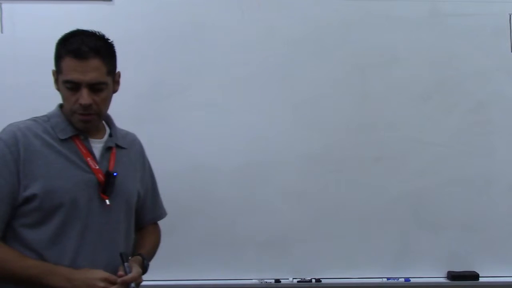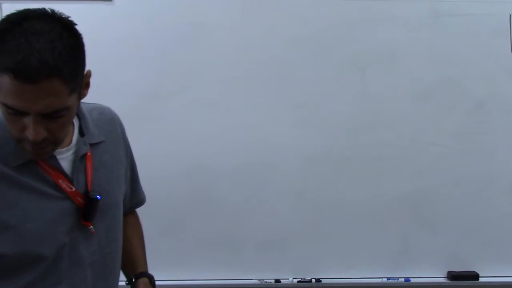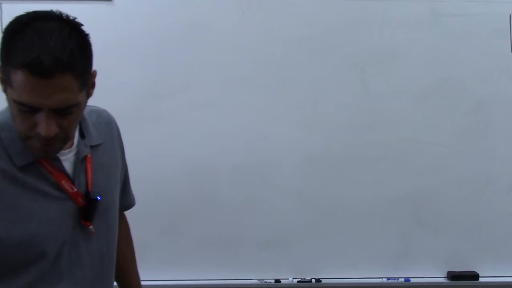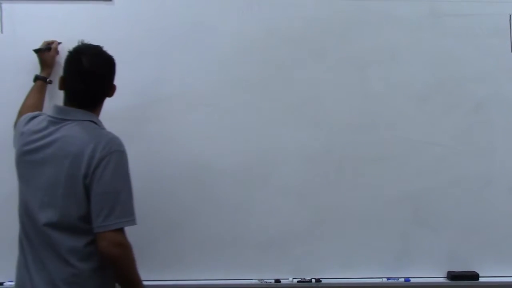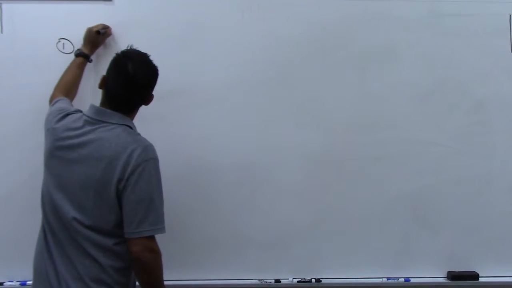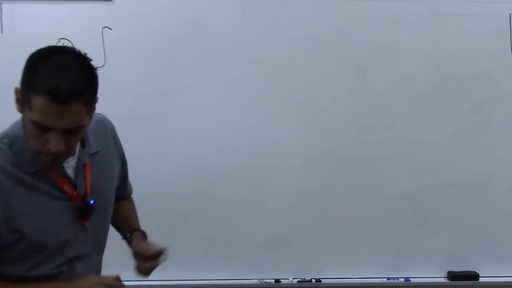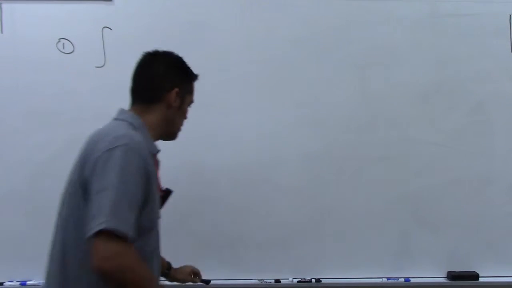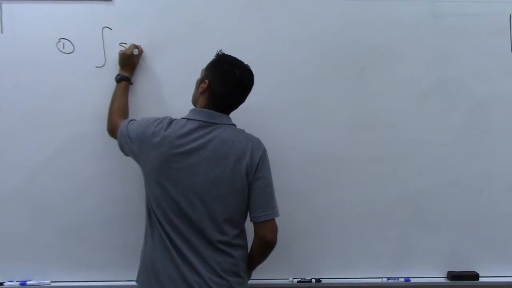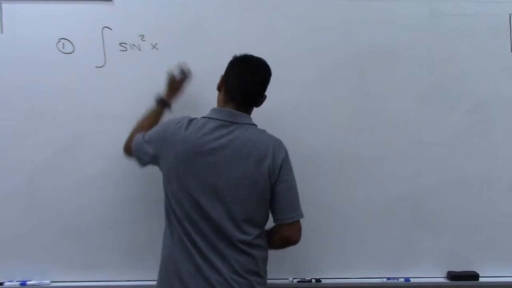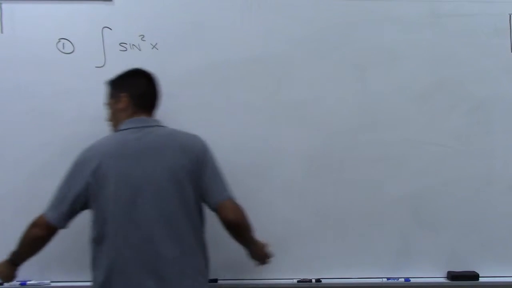Okay, we're going to go ahead and get started here on 6.2, the homework. We're going to be evaluating some trig integrals. First one, number 1, is the integral of sine squared x times cosine cubed x dx.